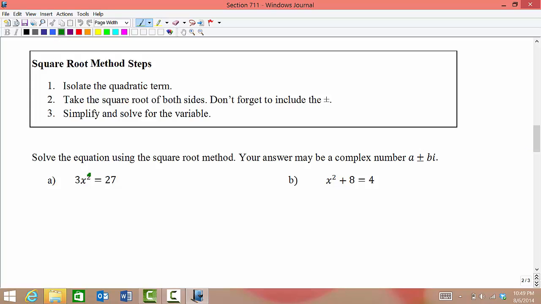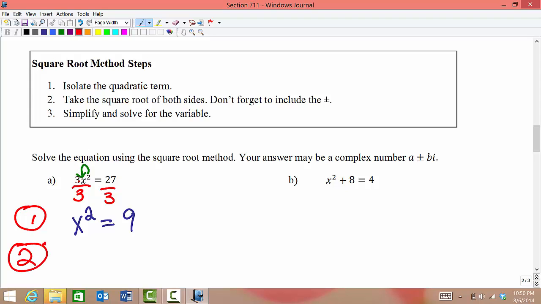We want to see what that exponent of 2 applies to. In part A, we see that the square only applies to the x. So we want to get that 3 away from the x. In between the 3 and the x squared, there's multiplication. In order to undo multiplication, we will do division. So the first thing that you want to do is divide by 3. When we do that, we get x squared is equal to 27 divided by 3, which is 9. And now we have isolated the quadratic term. And that was our step 1.